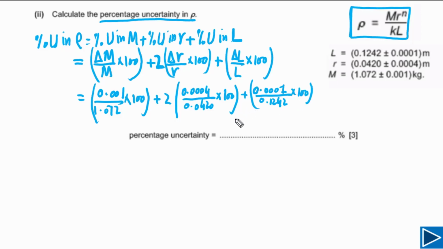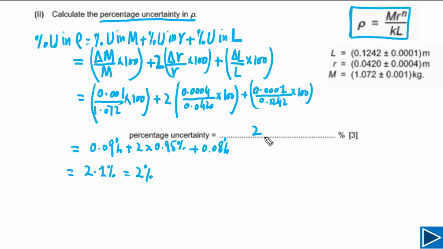And now we just need to simplify. If we simplify the first one, our answer will be 0.09%, and for the second one we multiply with 2 to get 0.95%, and the last one is 0.08%. If we add all together, our final answer will be about 2.1%, or simply we can say 2%. And this is our final answer.